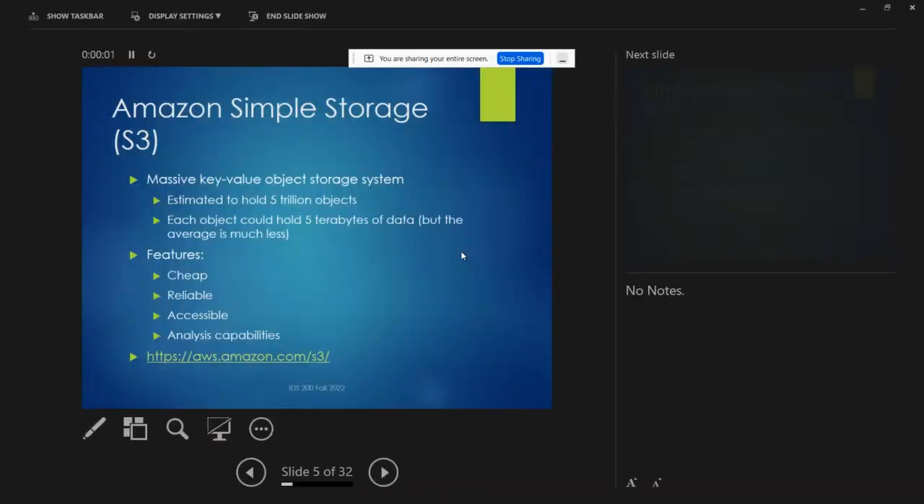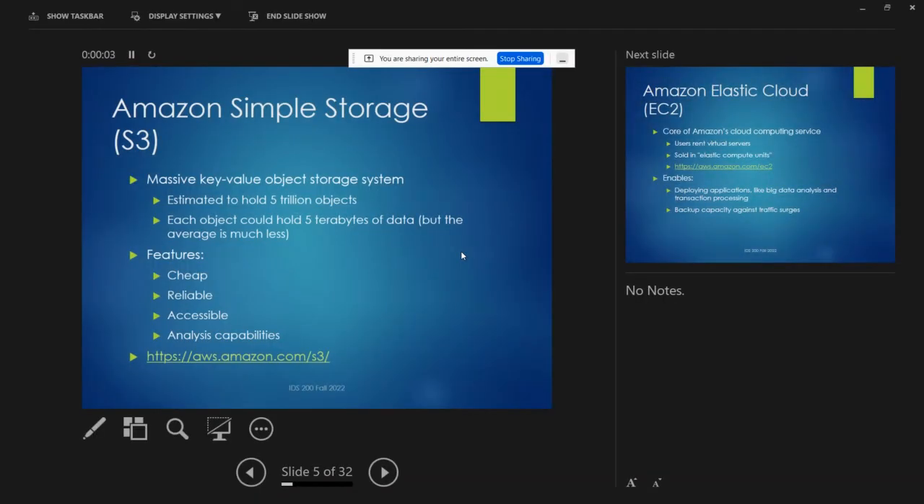All right. There's a couple popular tools on Amazon. Amazon has a lot of cloud services that they offer, but the two I'm going to mention, number one, Simple Storage, or S3. So S3 is a massive key value object storage system. Remember what a key value store is. We talked about that. It's essentially a large blob of data, can be any format that the client wants. And the key just is a unique identifier.